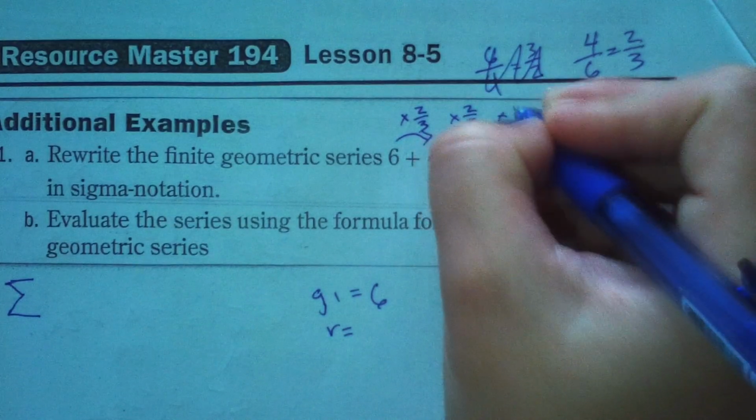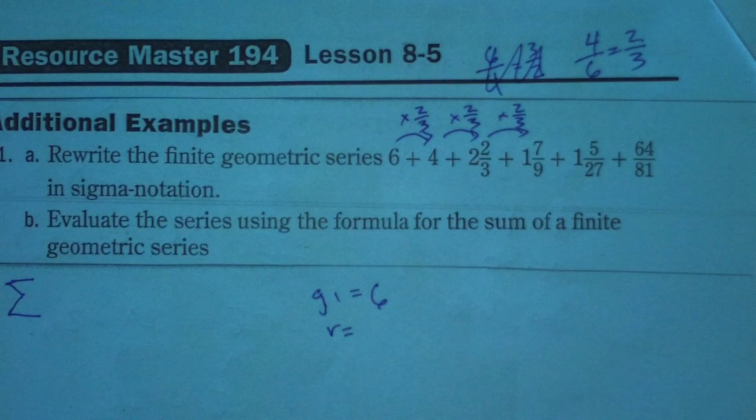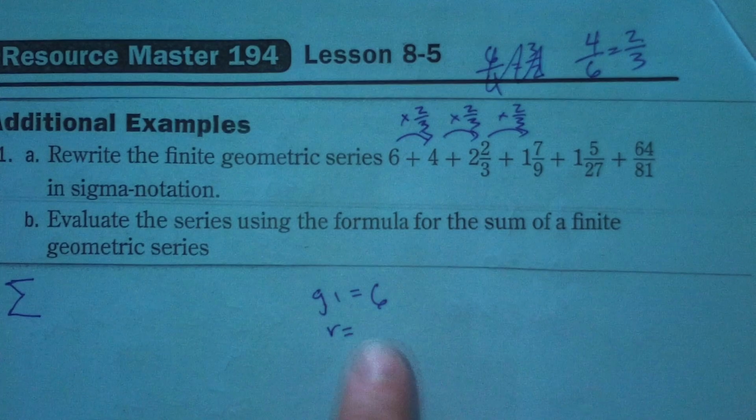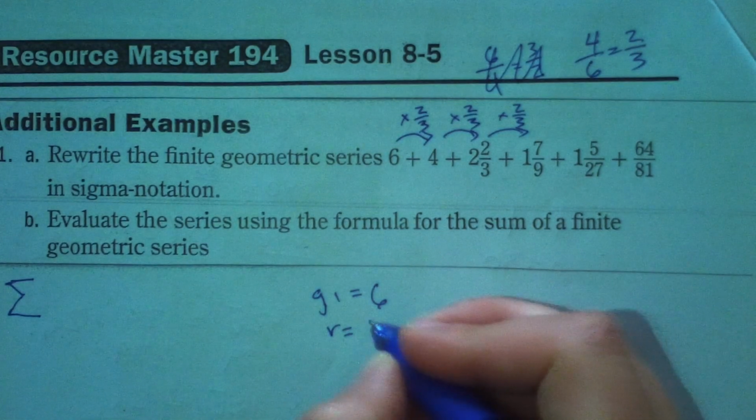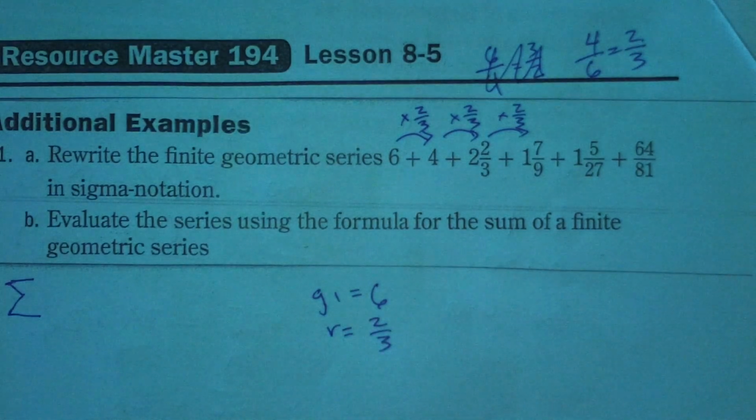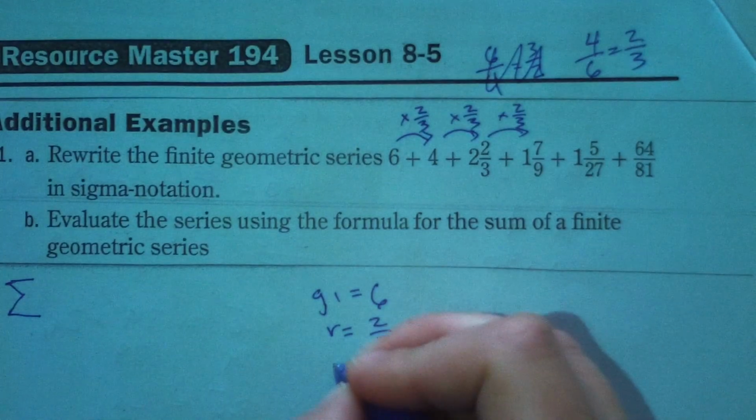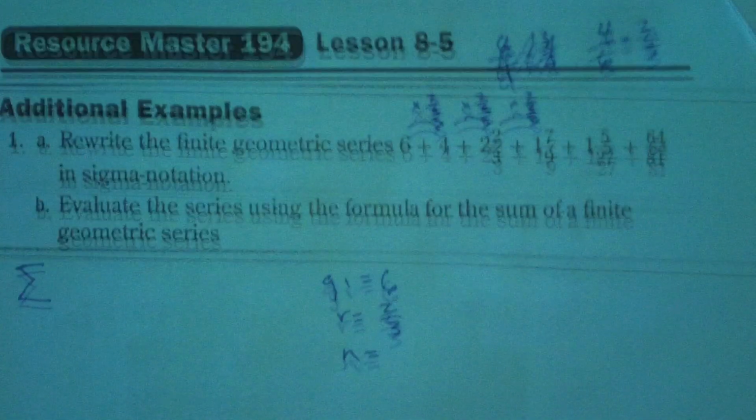And then the other thing we need for this is our N, and our N is just our number of terms in the list. So like here we got 1, 2, 3, 4, 5, 6 terms in that list. So that would just be 6 because there's 6 terms listed out there, okay?